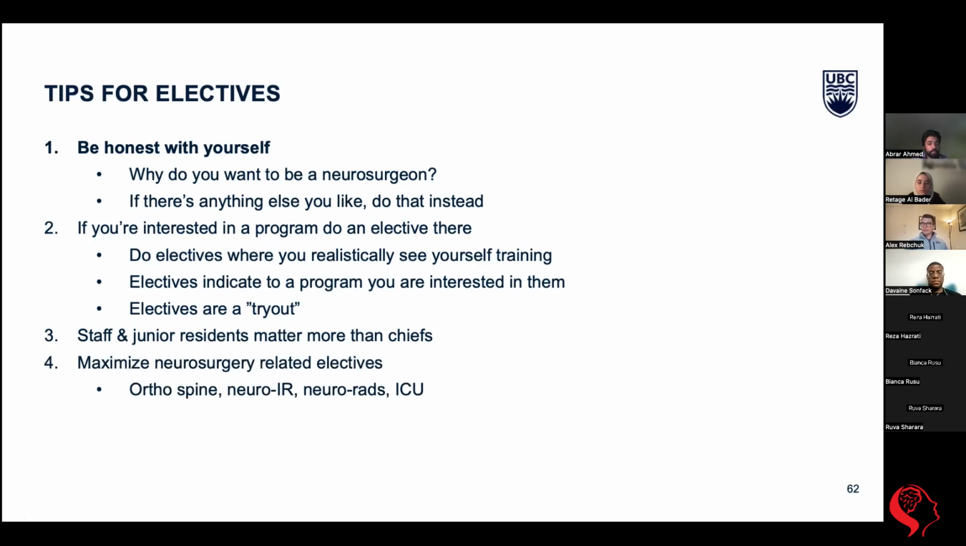This is something we're seeing more now. Again, with COVID, things were paused, but really maximize your neurosurgery-related electives. There are a lot of peripheral neurosurgery electives you can do: orthopedic spine, neurointerventional radiology, neuroradiology, ICU. Having those electives really shows a commitment to neurosurgery. People will tell you different things, but if you have half your electives in plastic surgery and half in neurosurgery, there's still going to be a question about your commitment to a field. Whether or not that's fair is another thing. But especially in the small competitive subspecialties, that's persisted: if you have a lot of weeks at some other specialty, there are questions about how committed you truly are to a given specialty.